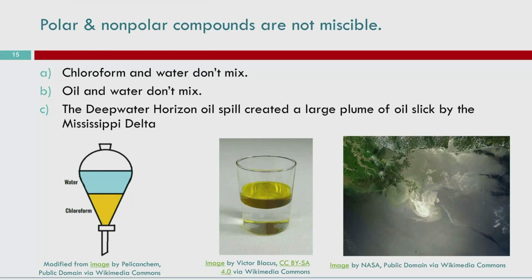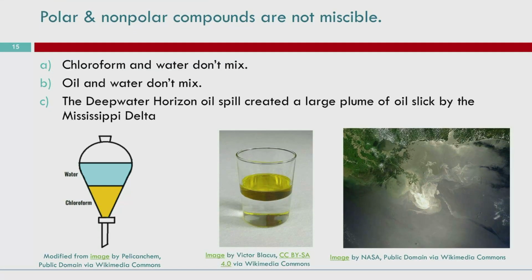Some examples: chloroform and water don't mix. We saw that in one of our first labs when we were mixing up the two layers. The chloroform is more dense than the water, and so the chloroform sinks to the bottom, the water sits on top. No matter how many times you shake it, it's not going to mix. Oil and water don't mix. Oil is less dense than water, and so it floats on top. And here's an image of the famous Deepwater Horizon oil spill, and you can see the oil all over the Mississippi Delta. It also doesn't mix and causes all sorts of other issues.